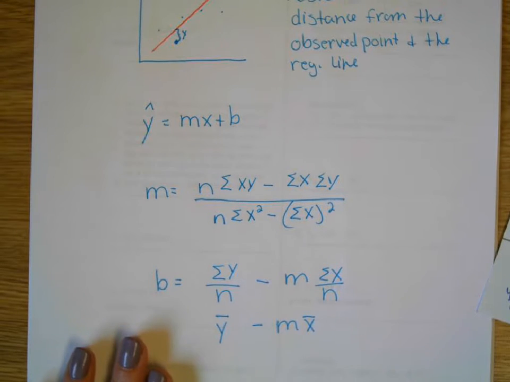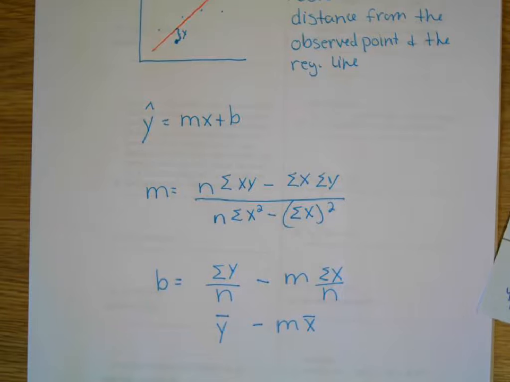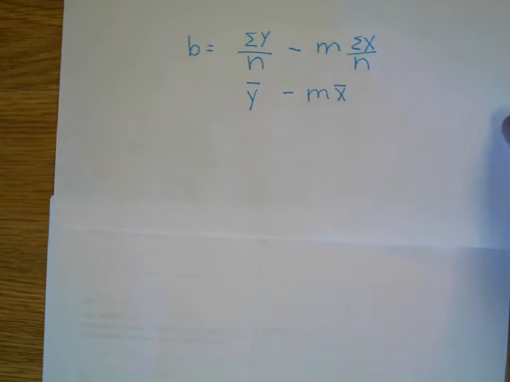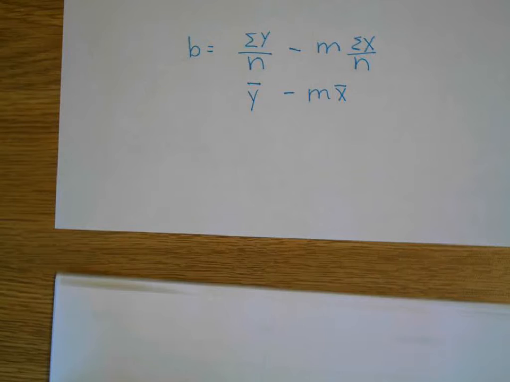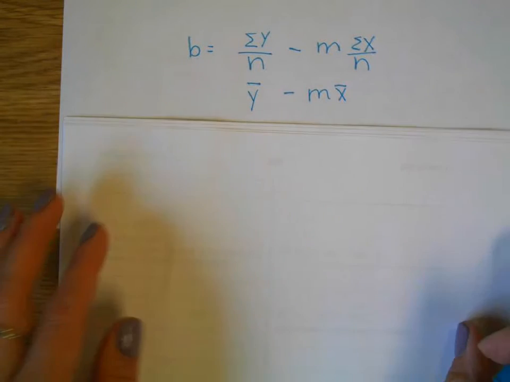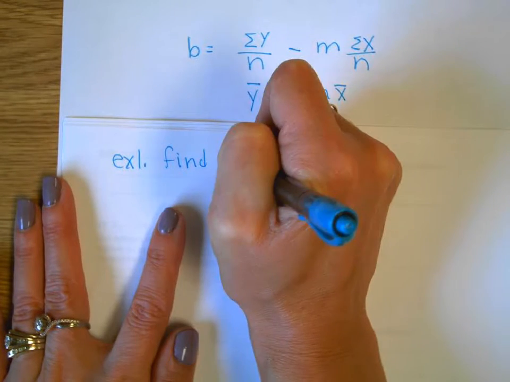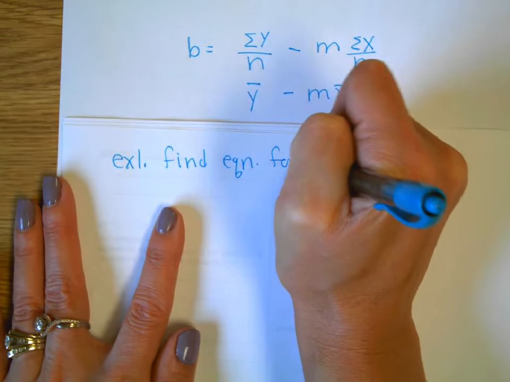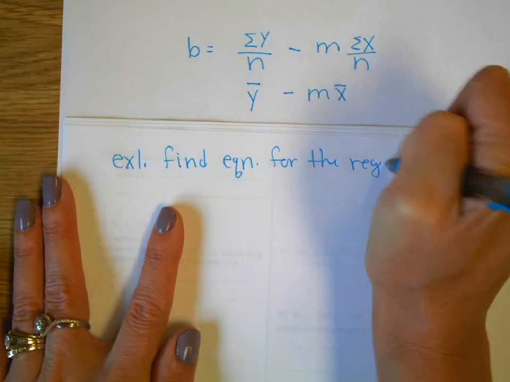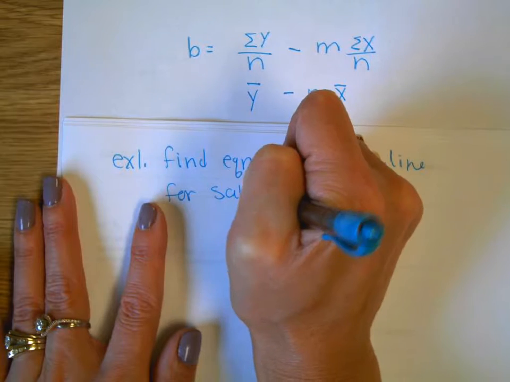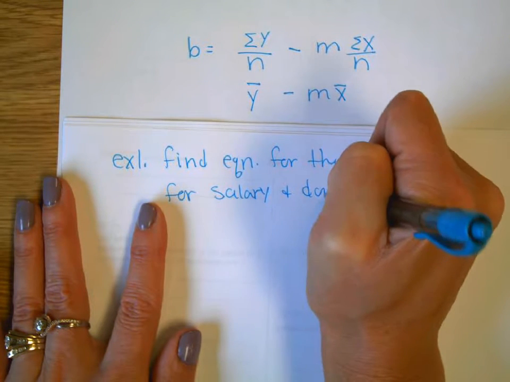Okay, we're going to practice one of these. And we're going to use that same data set that we had on Friday. You probably have to put it back in again, but it's only 6 data points. So, example 1 is to find the equation for the regression line for salary and donating percent.